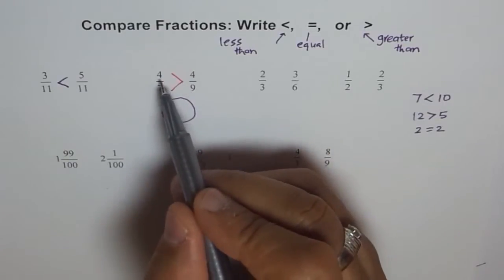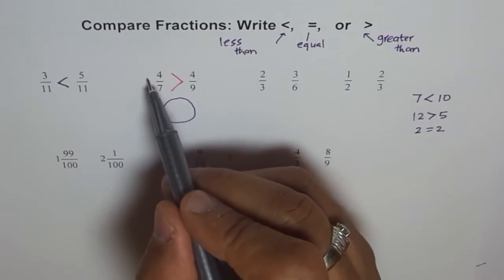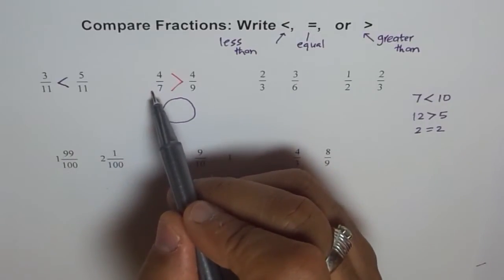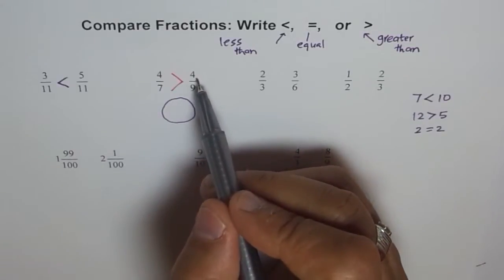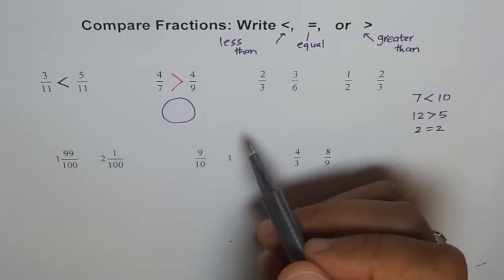Do you understand? 4 over 7 is more than half. Do you see that? 4 over 8 will be half, correct? And this is lesser than half, because half of 9 is 4 and a half, right? Another way of looking at it.